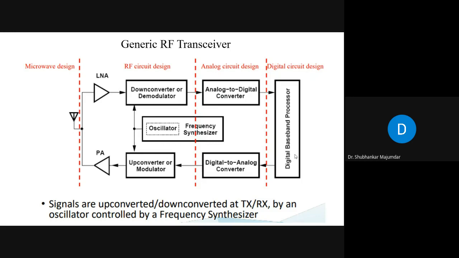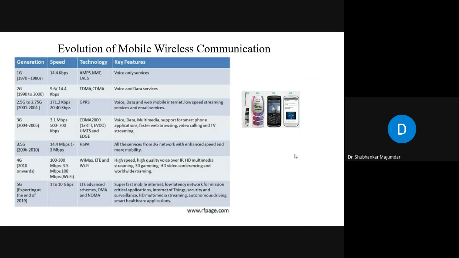Now these signals are up converted or down converted at the transmitter and receiver sections by an oscillator controlled by a frequency synthesizer, to synchronize both. Now if we look at the evolution of mobile wireless communication, the evolution starts from 1G to the 5G network.